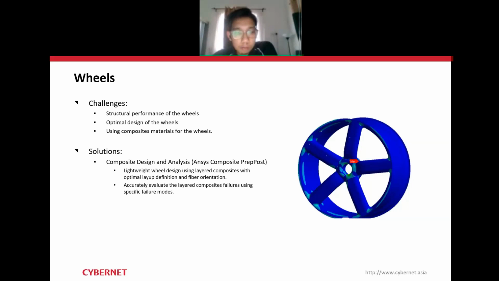When we talk about wheels, some of the common materials used to make a wheel are steel or aluminum alloy, while carbon fiber may also be seen in some of the more high performance vehicles. In this case, Ansys has a solution called Ansys Composite PrepPost, which allows us to design the composite layout definitions and also evaluate the carbon wheel's structural performance and its composite failures.